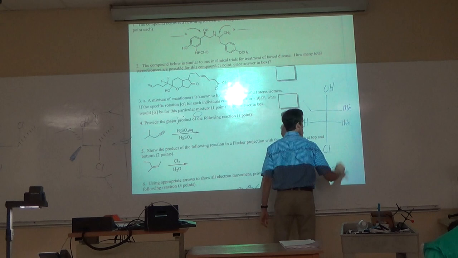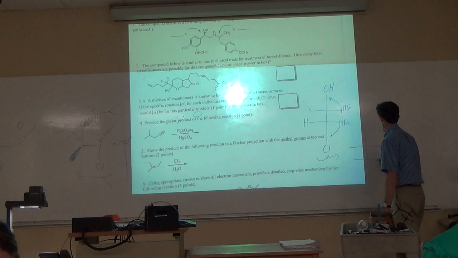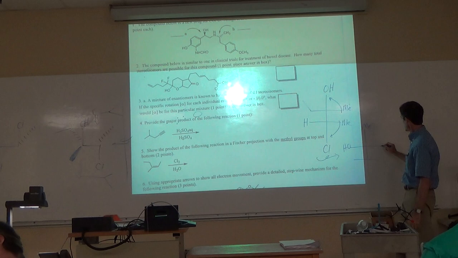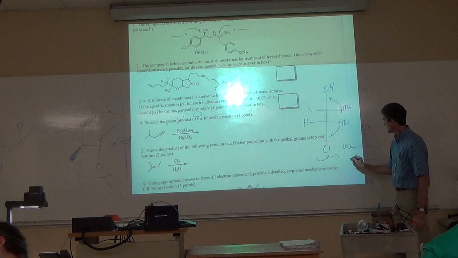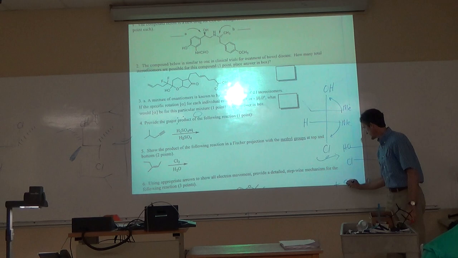There it is. But we've got to put the methyl at the top and the methyl at the bottom. So we rotate both. That methyl goes up, the OH goes over here, the ethyl comes here. If this methyl comes down, chlorine goes here, and the H goes here. And there it is in a Fischer projection. But guess what? You also get what in this reaction? Plus the enantiomer. The other one, yes.